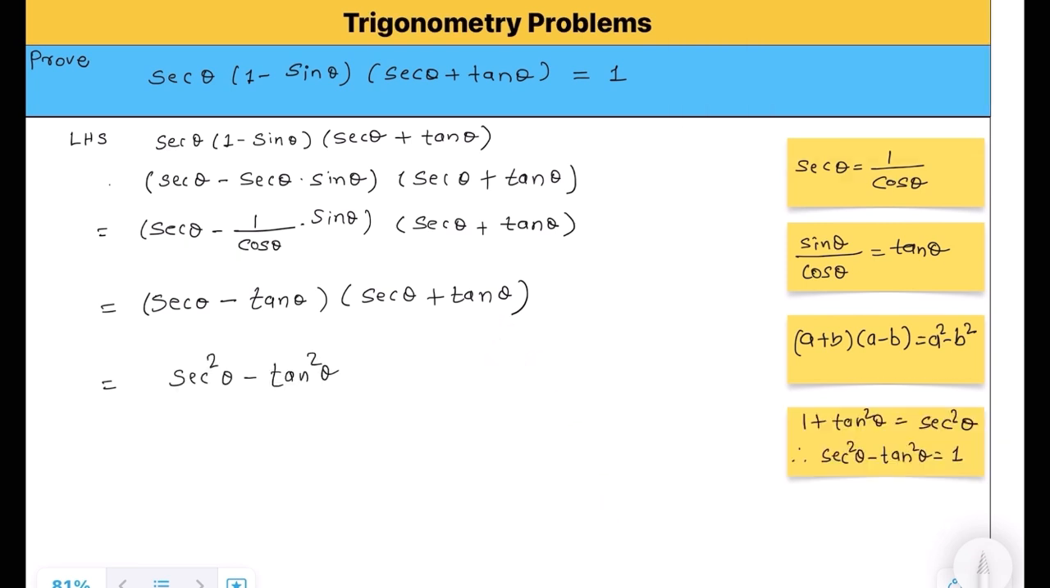Easy? Now you have already learned the trigonometric identity 1 plus tan square theta is equal to sec square theta. If we rearrange the terms, what do we get? Sec square theta minus tan square theta is equal to 1. What we have derived here is sec square theta minus tan square theta, that means the value of sec square theta minus tan square theta is equal to 1. Hence proved.